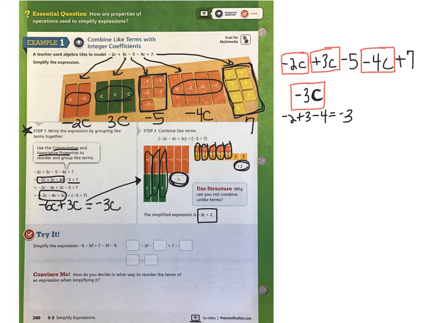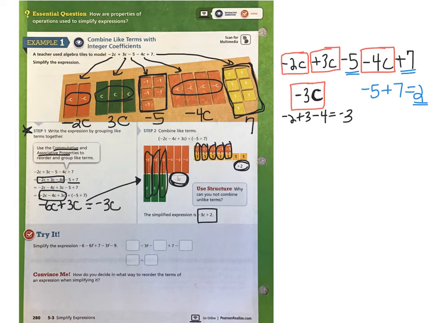That's the coefficient in front of C. Then I'm going to take whatever terms are left and look to see if they have anything in common. In this case, they do. We have a negative 5 and a positive 7. So negative 5 and positive 7, when I put them together, I get a positive 2. So this is my second term.